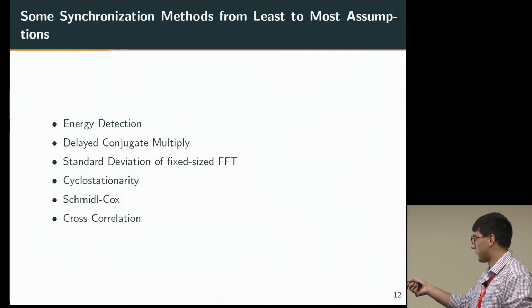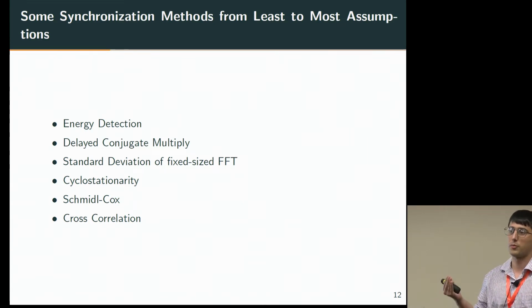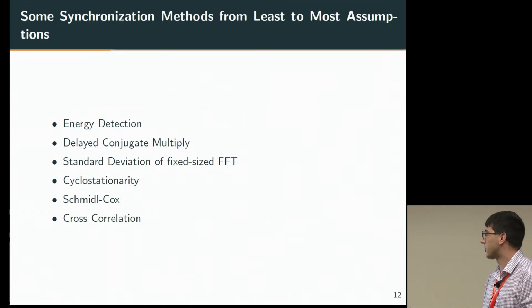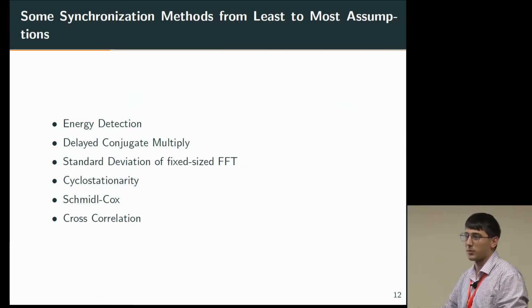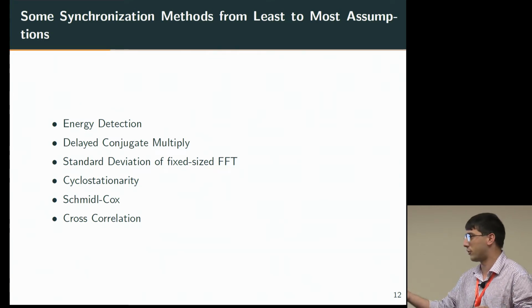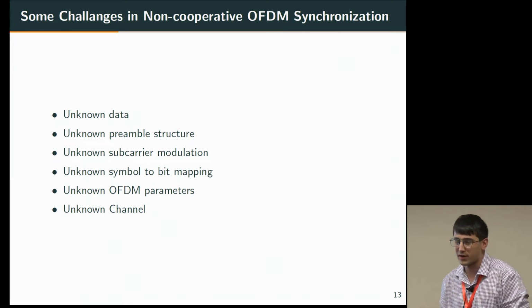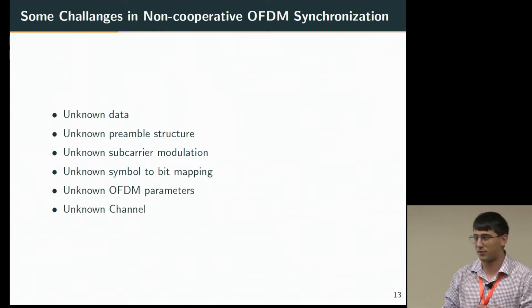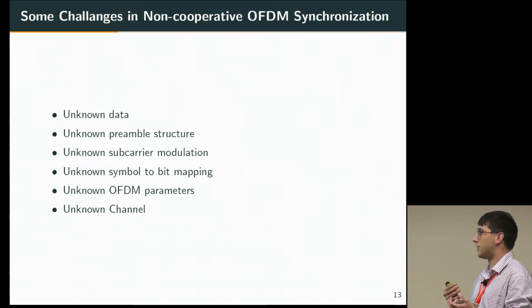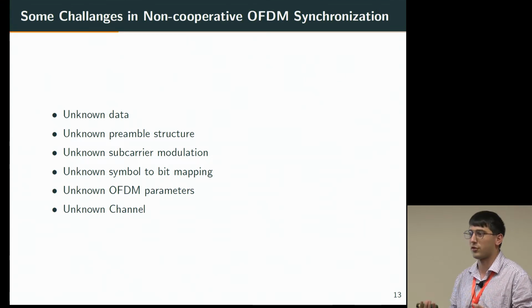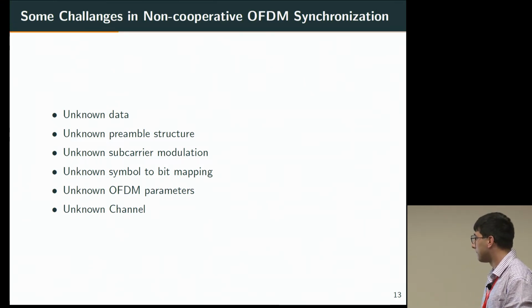Your preamble, the last two basically assume you know the structure of the preamble. The preamble was designed specifically with a particular structure, and you can synchronize using that structure. And in the extreme case, you just know the data in the preamble, you know everything, you just cross-correlate against it. But in non-cooperative settings, you know none of this, right? You just have a device, you have the signal, and you need to recover all these parameters, and you have to figure out a way to do that.